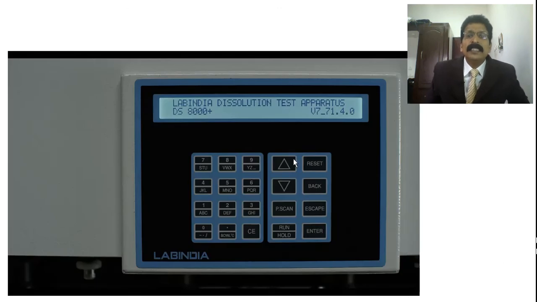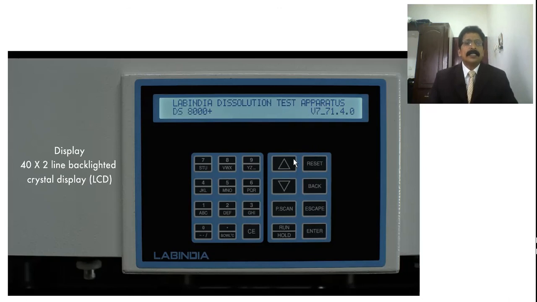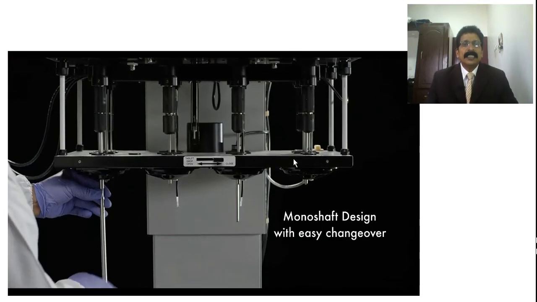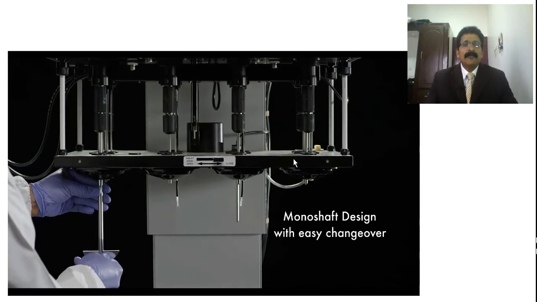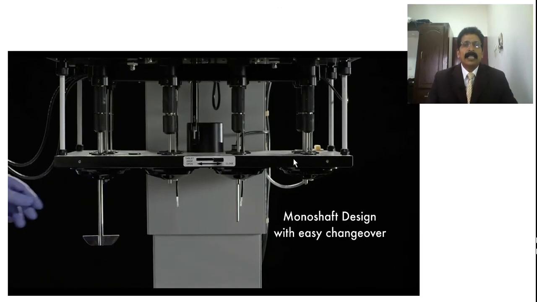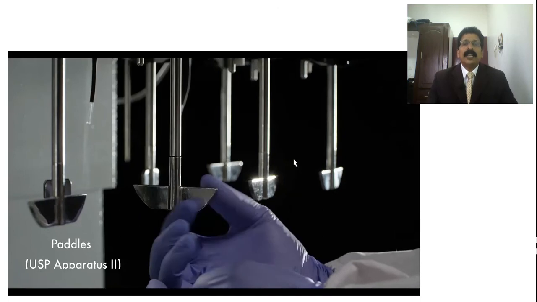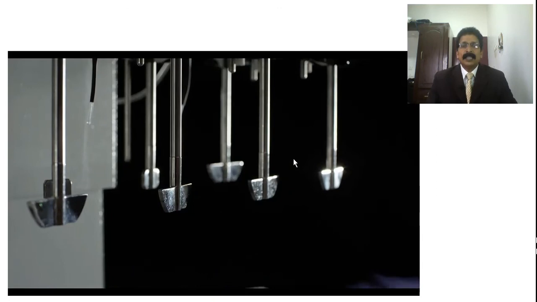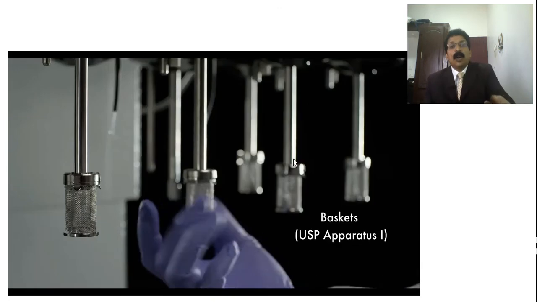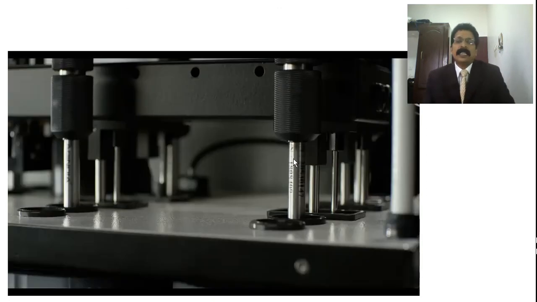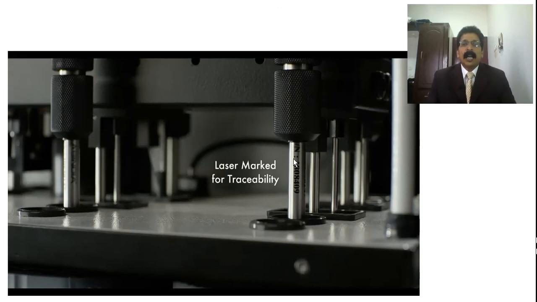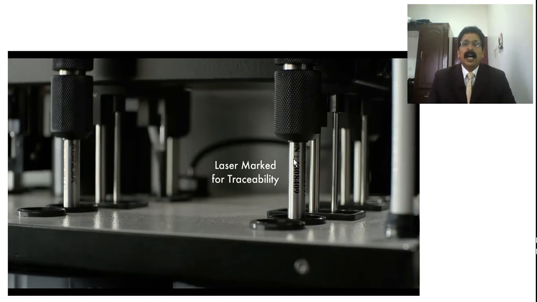See, this is the screen, and this apparatus displays everything with a crystal display. You can see the pharmacist fixing the shaft of the paddle type, and the height is also denoted. Everywhere it should be kept at the same height, and it is denoted after fixing every paddle. And if you want the basket type, you can fix the basket type.